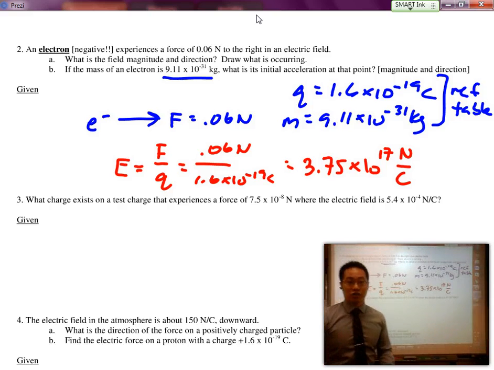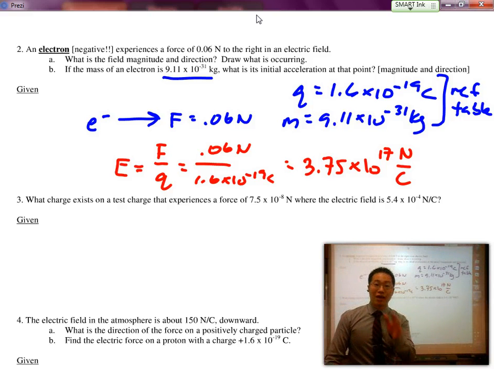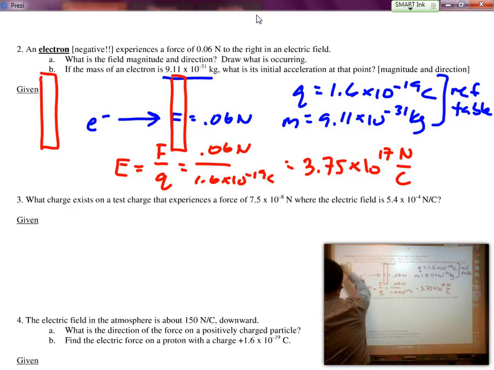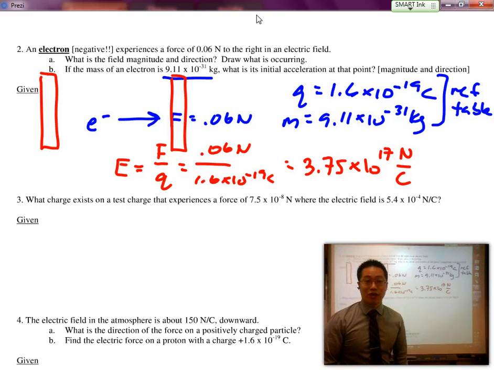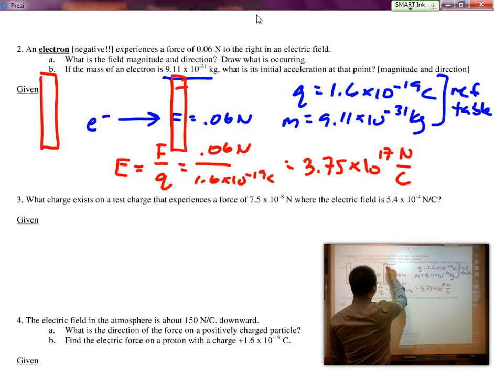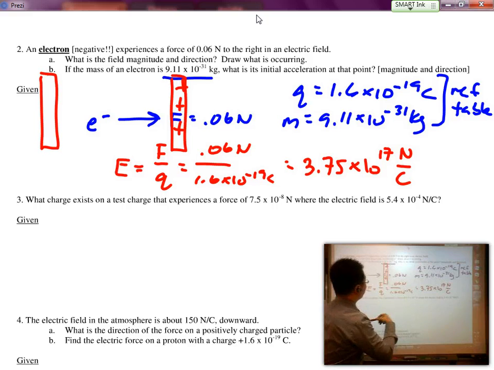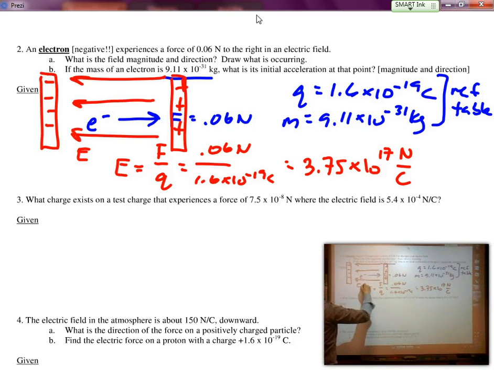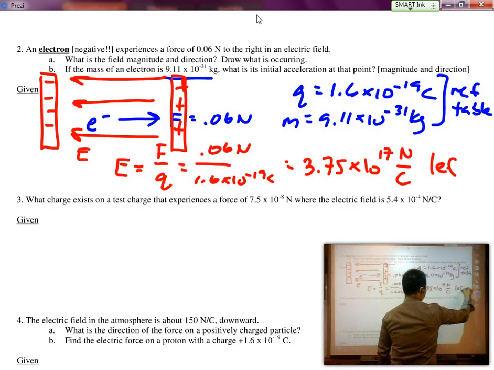But what's the direction? Now, you can hopefully remember that negative charges always feel a force in the opposite direction of the electric field. But if you can't remember that, just remember to draw in parallel plates. Negative charges are always attracted towards positive charges, so the right plate has to be positive. Left plate has to be negative. So therefore, the electric field points to the left. So the answer is left.